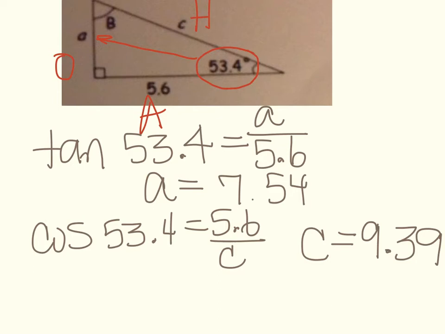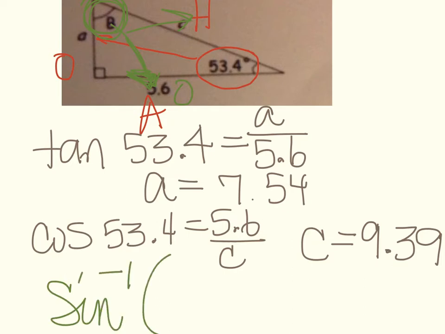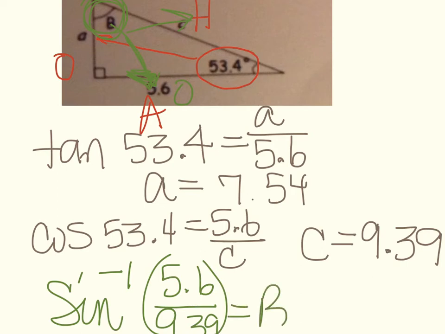Now I have to find angle B. So let's look at angle B. When I look at angle B, I know the opposite, and I'm going to use the hypotenuse. Opposite and hypotenuse, that is the sine. I'm going to use the inverse function, so the inverse sine of the opposite, which is 5.6, over the hypotenuse, which we discovered to be about 9.39, equals B. I find out that B equals about 36.6 degrees.